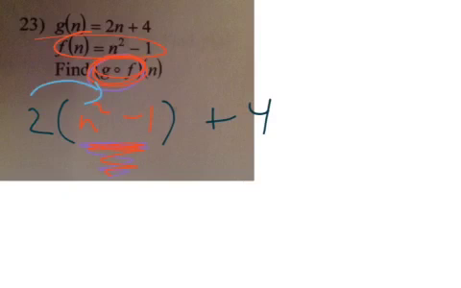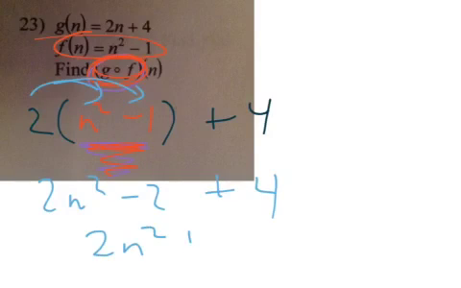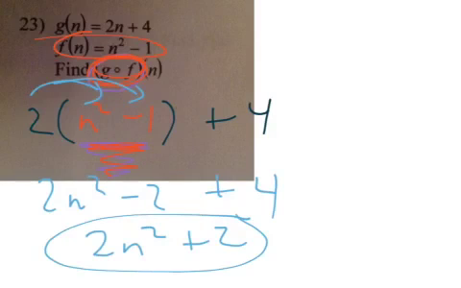And I got to do my distributive property here. 2n squared, 2 times negative 1, there's still a plus 4, right? Sorry for my little mess there. There's still a plus 4. Okay, and of course that means 2n squared plus 2, since those are regular numbers and we can combine like terms, right? And so what we just did was g of f of n, and that's the end of this video.